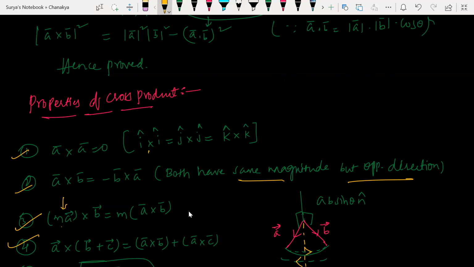Here I cross I, J cross J, K cross K. But in dot product, what was there? I dot I, everything used to be 1, right? J dot J is 1, K dot K used to be 1. मगर इधर क्या होता है? इधर 0 होता है, लेकिन वहाँ बराबर 1 हो सकता है, everyone. Look at this. Alright. Yes.